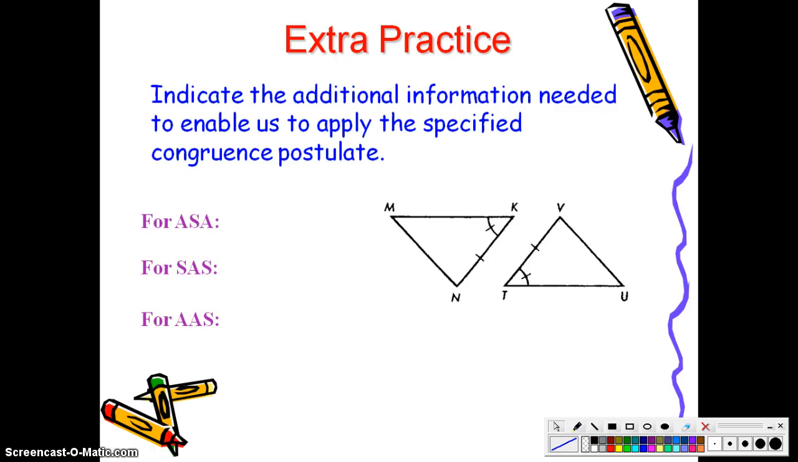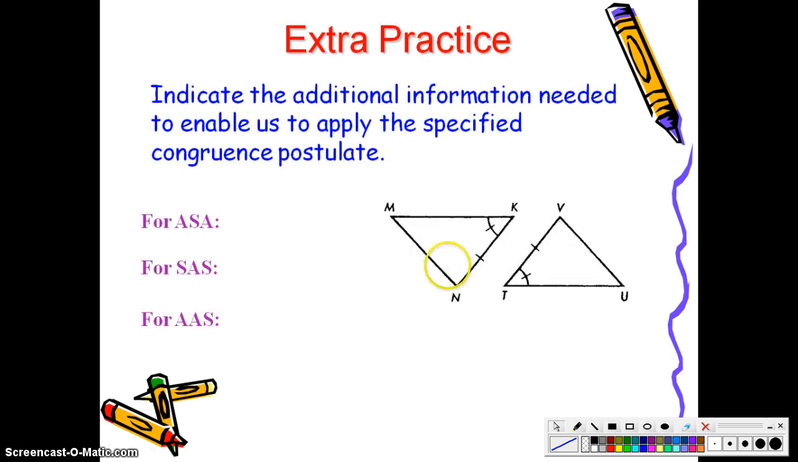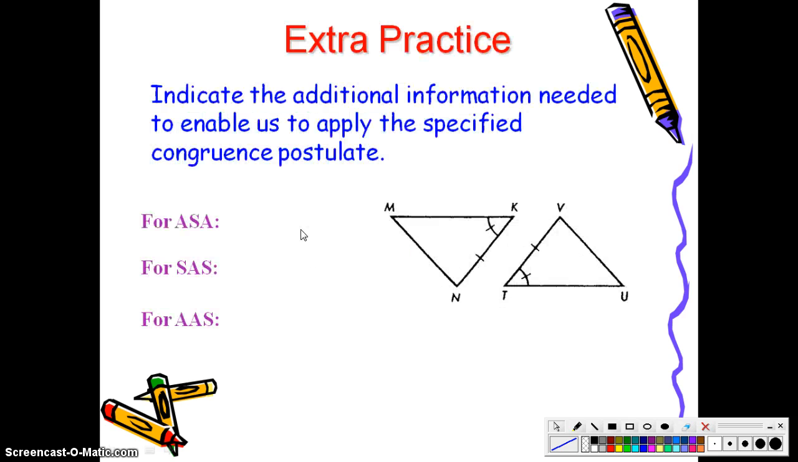Okay, our next ones, let's see, if I want angle, side, angle again, here's my angle, here's my side. That means my other angle would have to appear at N. So on this one, I would have to have angle N congruent to angle V, that would correspond to angle V.